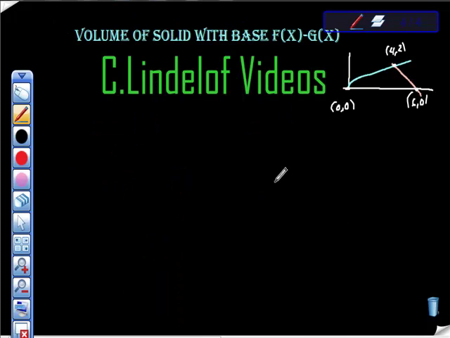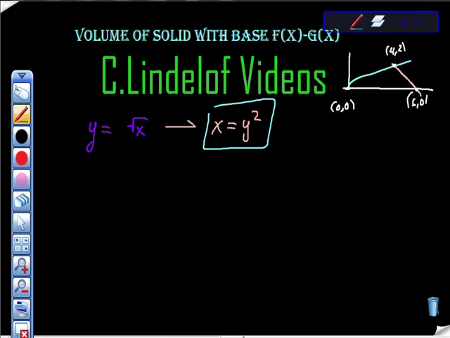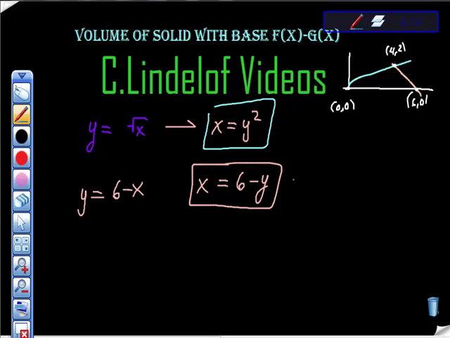So here we go. First thing, it says in terms of y. They gave us that y is equal to the square root of x. If we have to have this in terms of y, then we solve for x. X is equal to y squared, isn't it? That's the blue function here. The orange function was that y was equal to 6 minus x. Well, if that's true, then x would be equal to 6 minus y. So hopefully you can see that.